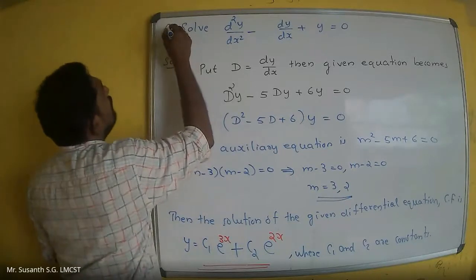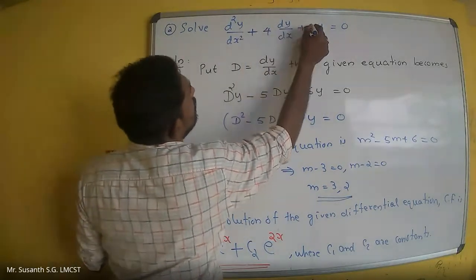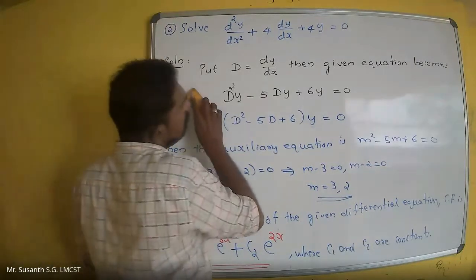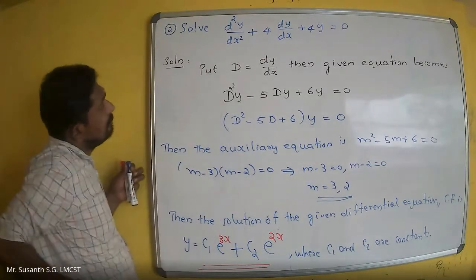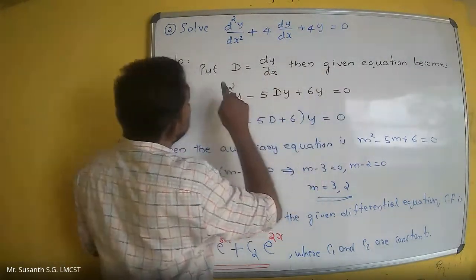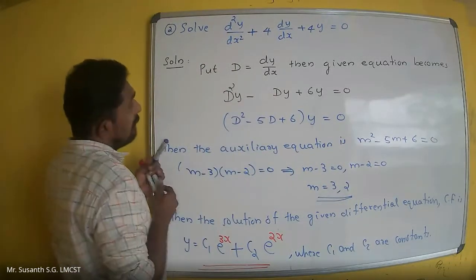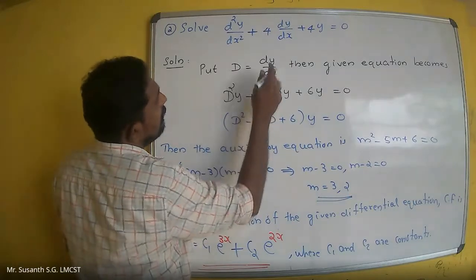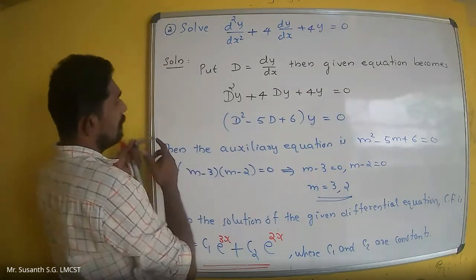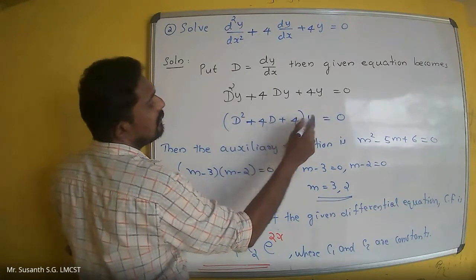Next question: solve the differential equation d square y by dx square plus 4 dy by dx plus 4y is equal to 0. Substituting capital D is equal to d by dx, the given equation becomes capital D square y plus 4 Dy plus 4y is equal to 0. That is, capital D square plus 4D plus 4 into y is equal to 0.